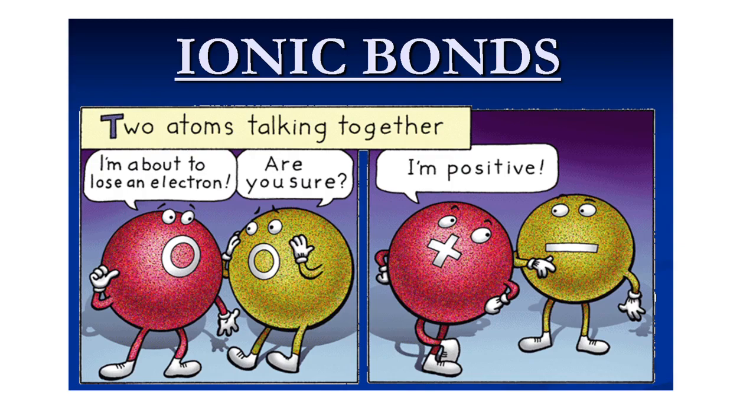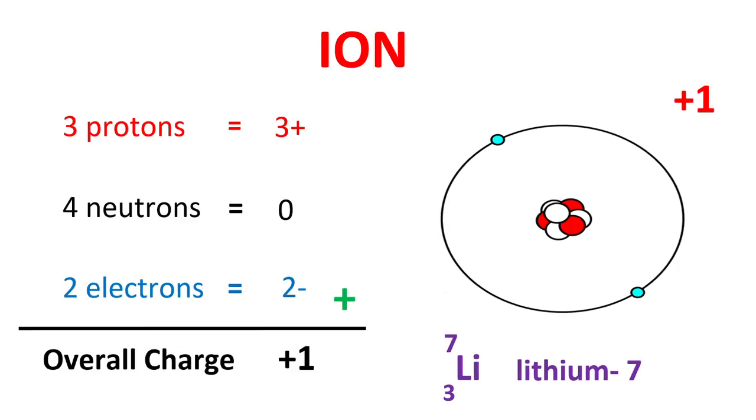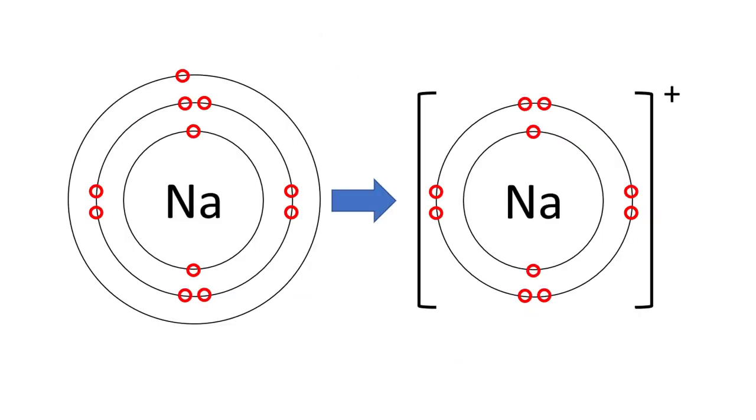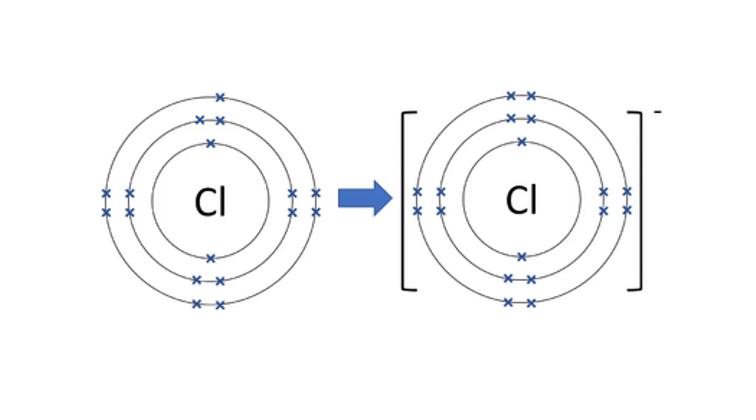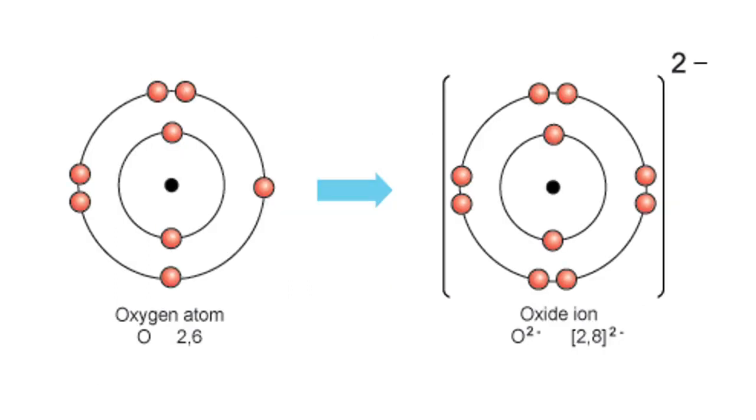So an atom has a charge of 0, but here's lithium losing an electron. It now has a charge of +1. It is now an ion. Here's sodium losing its outer shell electron to become an ion. Here's chlorine gaining an electron to become an anion, a negative ion. Aluminium's in group 3. It loses its outer 3 to have a charge of +3. And here's some other examples.